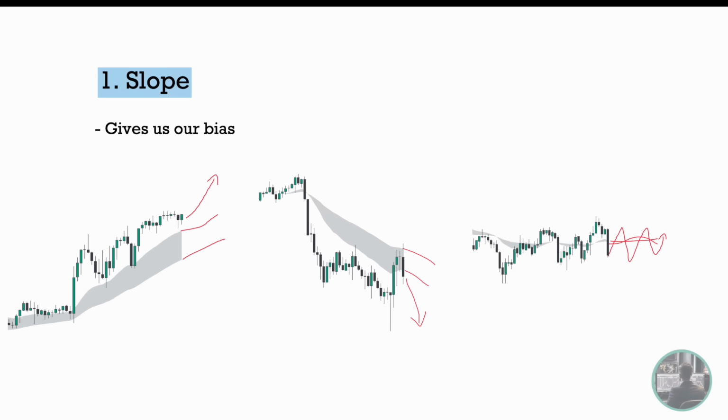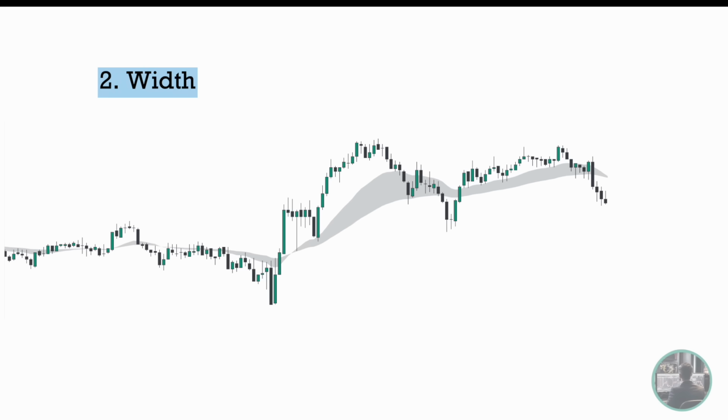Now, not all slopes have the same intensity. Some are barely above flat while others are parabolic. Both of these extremes are unstable and not worth trading. So how do we know when a cloud slope is healthy and worth trading? Well, that's where the cloud width comes in. Remember, the cloud is the area between the 20 and the 50 EMA. And the distance between these two is what creates the width.